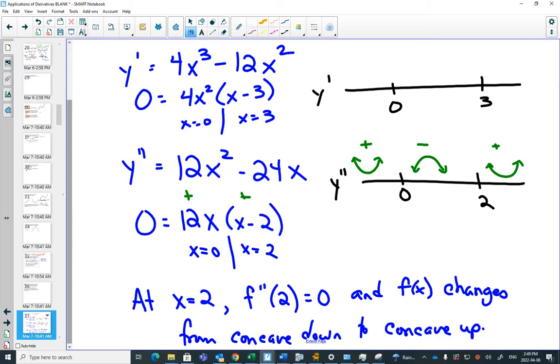Plug in something less than 0. Well, this is always going to be positive, that x squared part. But plugging in -2, this will be negative. So this part is negative. I know my graph is decreasing. Plug in something between 0 and 3, like 1. This section's still negative. This is decreasing. Plug in something bigger than 3. They'll both be positive. I know my graph is increasing.